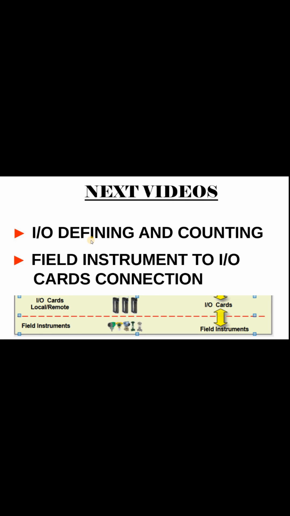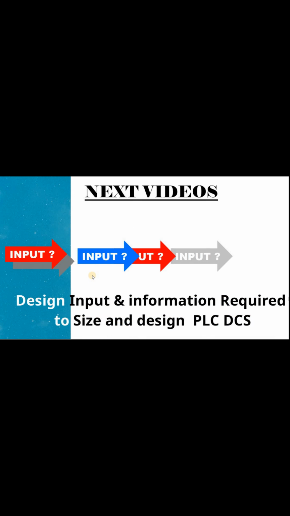In the next video, we will define our input-output types and we will count them. We will see how we count them. Then we will see how many cards we need for each case. Then in another video, we will talk about the cards connection, like the hardwiring, how you connect your cards to your inputs and your outputs. A specific video will discuss the 4 to 20 milliamp type of signals. A separate video will talk about what engineering deliverables you need to design your DCS or your PLC.